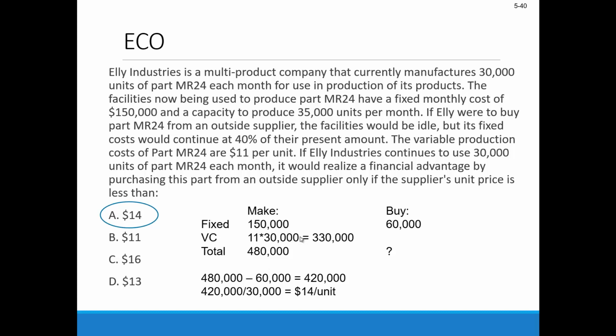So to figure out the sort of indifference point at which we'd want to buy from the outside supplier, we can take that total cost of making the component part, 480,000, minus the 60,000 in fixed cost that remained under the buy scenario for a difference of $420,000. If we divide that by the 30,000 units of the component part we need, that shows us that the indifference point is really the $14 per unit. In other words, if the supplier comes along and says they're going to charge us $15, then it's a no-go. But anything at $14 or lower, then yeah, it would be advantageous for us to buy it from the supplier rather than continuing to make it ourselves.